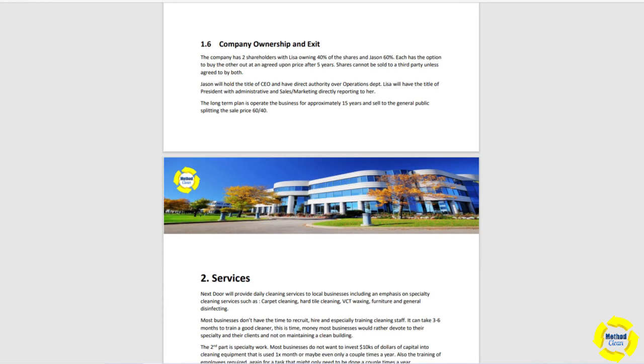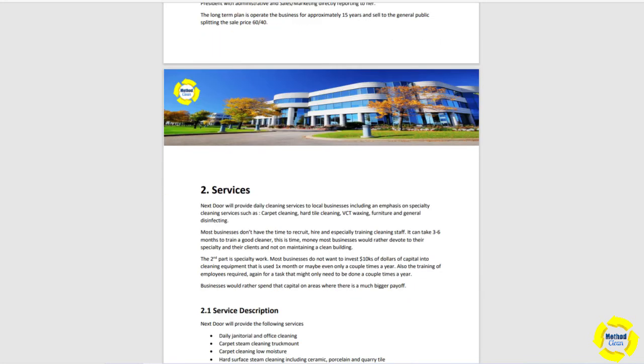Company ownership and exit. How do I exit this? The company has two shareholders. Lisa owns some, Jason owns some. This is where we ask, what's our exit plan? Do we want to do this for 15 years, 20, 10? And when we do sell, how are we going to split up the sale price?